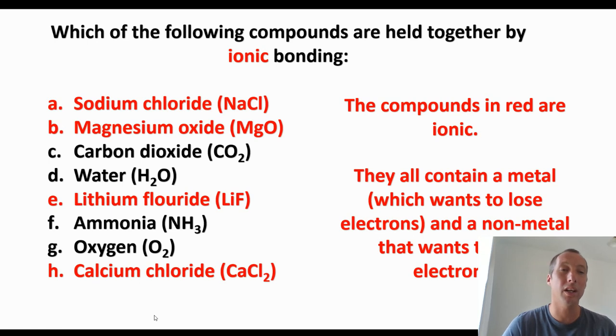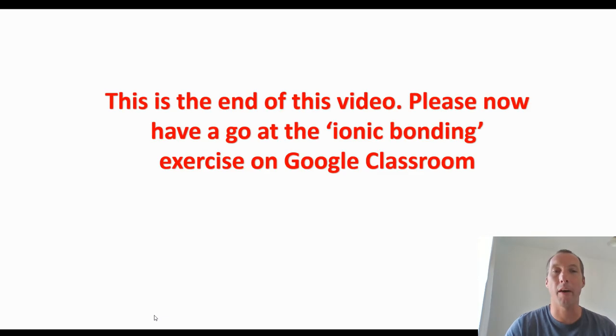So the metals are sodium, magnesium, lithium, calcium. Notice the metals always come first in the name. The non-metal parts: the chloride in A comes from chlorine, the oxide in B comes from oxygen, the fluoride in E comes from fluorine, and the chloride in H comes from chlorine. So those four in red have all got a metal and a non-metal part.